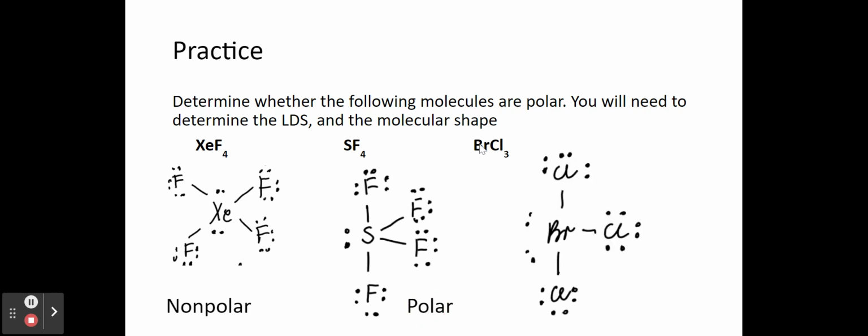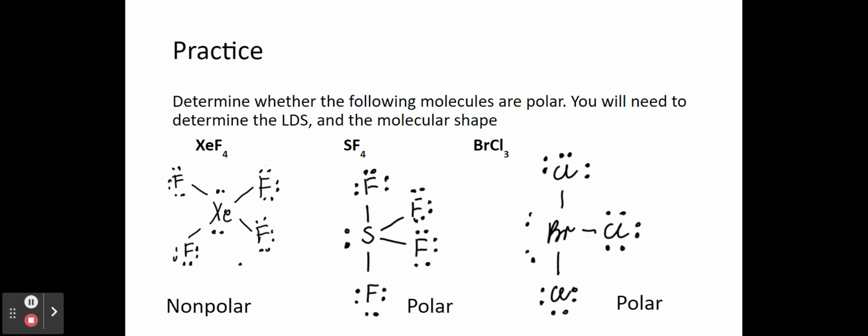And if we were to look at bromine trichloride, our molecule would look something like this. We've got 5 electron domains, 2 lone pairs, 3 bonding pairs. That's going to give us a T-shaped molecule where we don't have a symmetrical molecule. This end of the molecule is going to be more negative than this end due to the lone pairs of electrons. So this molecule would be a polar molecule.